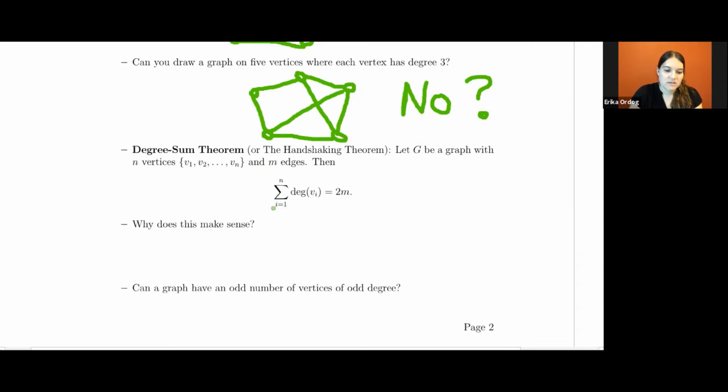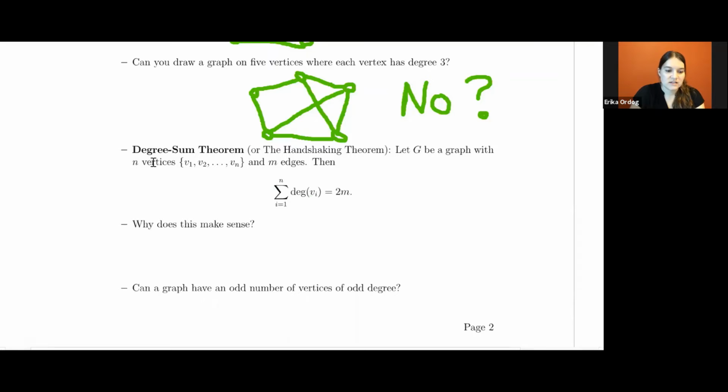Then if we take the sum from i equals 1 to n of the degree of vi, so what this is, is the degree of v1 plus the degree of v2 all the way through the degree of vn, the sum of the degrees of all of the vertices, we get 2 times the number of edges, or 2m.